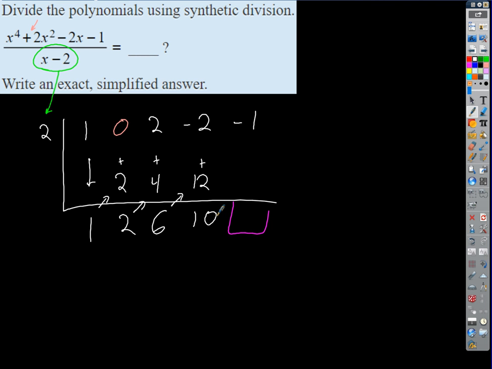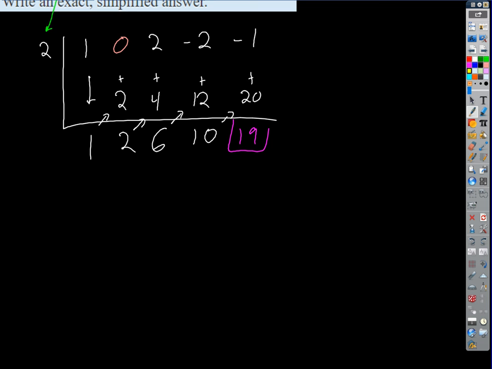2 times 10 is 20, I add them up and I get 19. Okay, so now we have to interpret that answer. My remainder is 19. What does all this stuff mean right here? Those are the coefficients, right? Now, here's how I recommend you do this. They're the coefficients of the polynomial part of our answer. So that's the constant, that's the coefficient of x, that's the coefficient of x squared, that's the coefficient of x cubed.